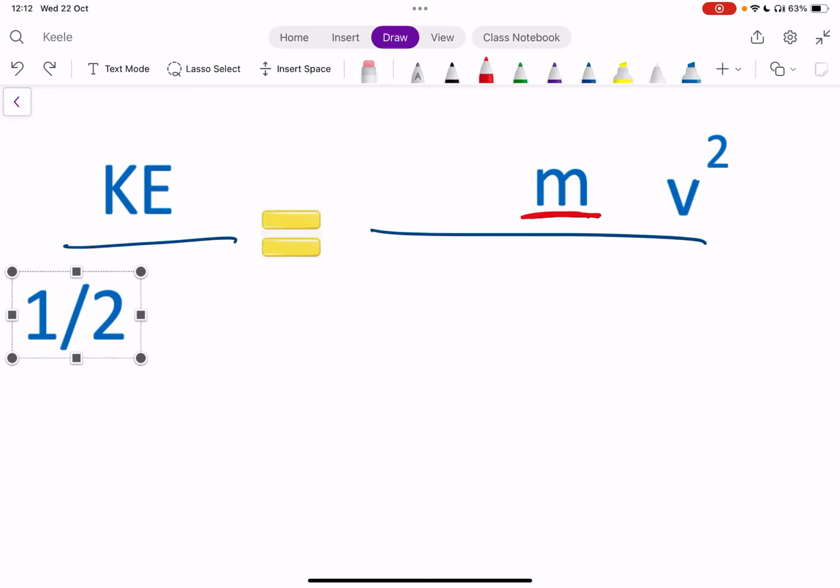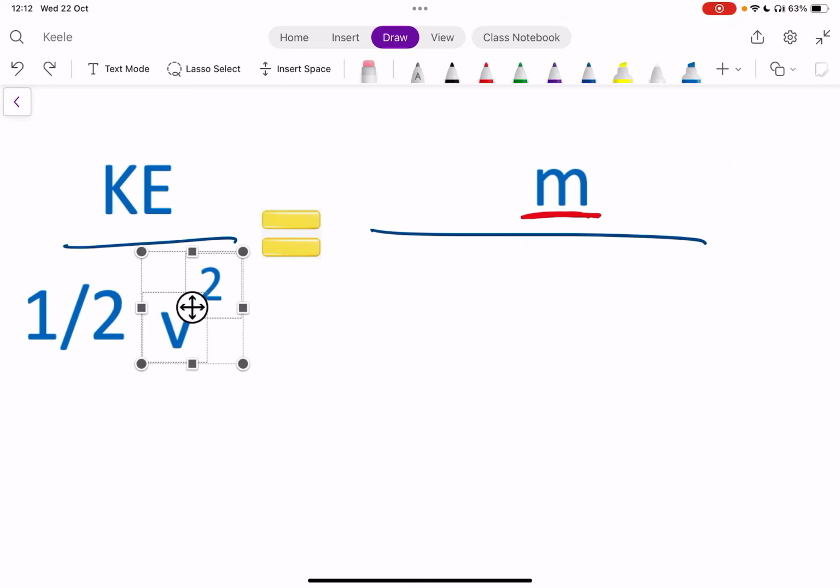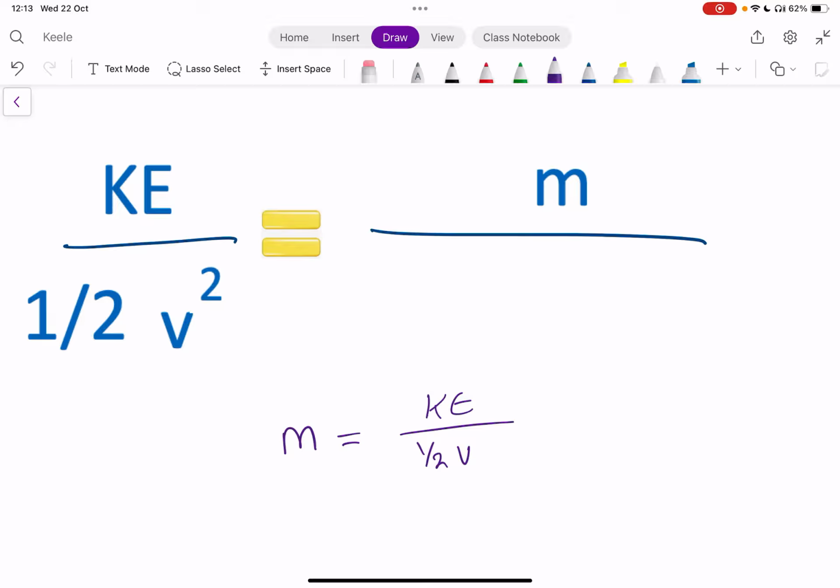I just pick up the half and I pick up the v squared and I just move the v squared. It was m times v squared. So I shift it across the equals and now it becomes divide by, so it goes underneath, leaving the m on its own. So m, if we just write this the other way around, is kinetic energy divided by a half v squared.